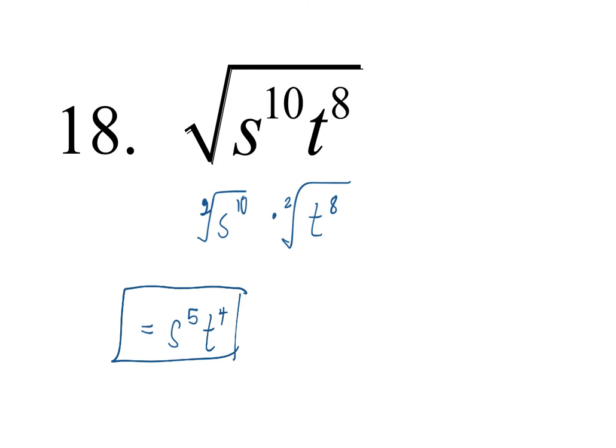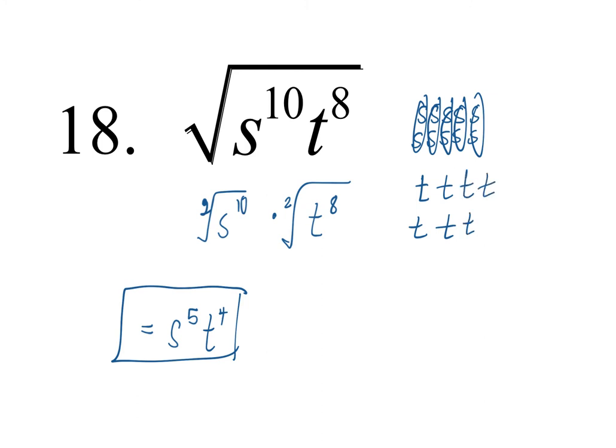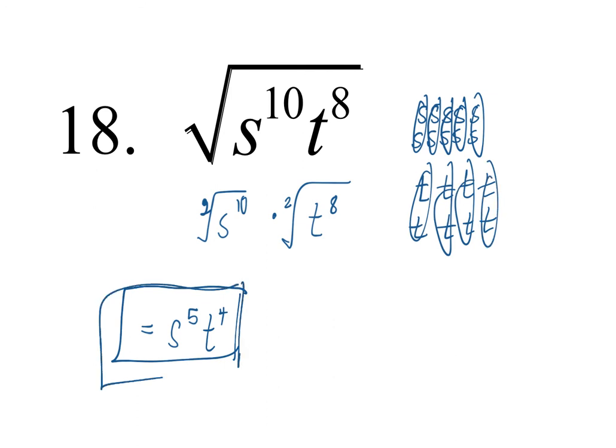Again, just to prove it to you, s to the 10th is s times s times s, and so on, s multiplied by itself 10 times, and there are 5 complete groups of 2. And t to the 8th, there are 4 complete groups of 2. So that's why this is our answer.